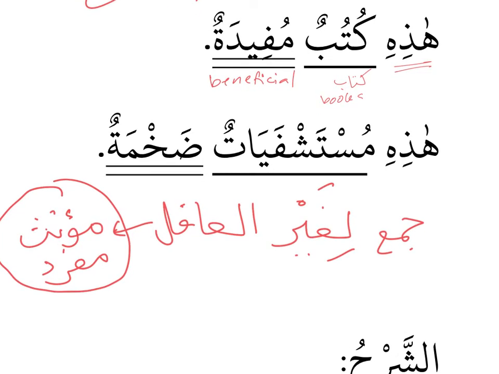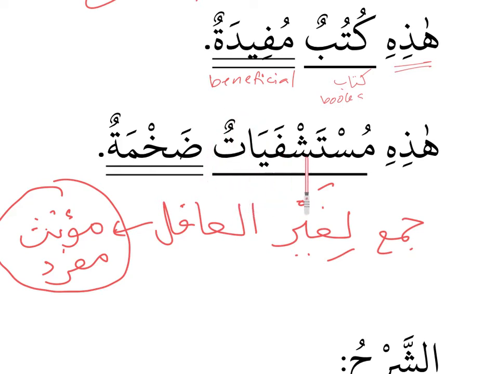Example number 8. Hadhihi mustashfayatun dakhmah. This, again, even though the word looks singular, when we translate it, it must be in the jama' form, these. Why is that? Because the word is mustashfayat, and mustashfayat with alif and ta here, this is a plural word, a jama' word.